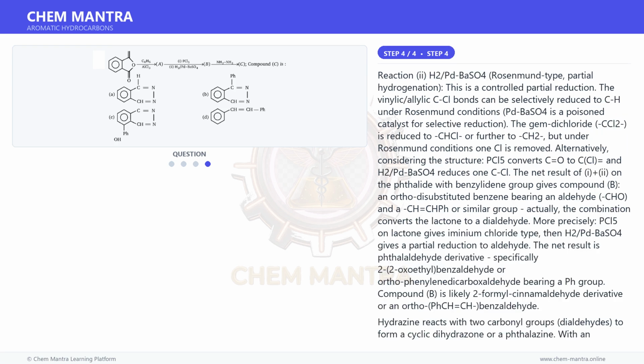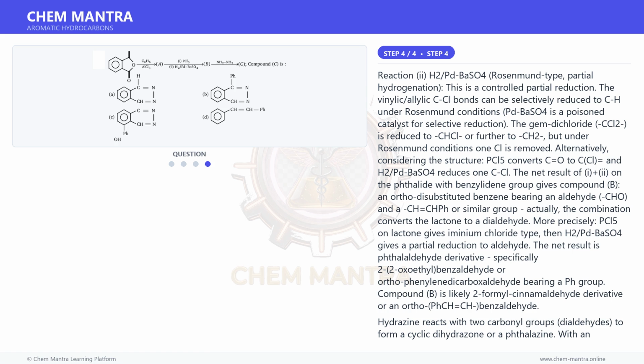And for the final step, reaction with H2, Pd/BaSO4, Rosenmund type, partial hydrogenation. This is a controlled partial reduction. The vinylic and allylic C-Cl bonds can be selectively reduced to C-H under Rosenmund conditions. Pd/BaSO4 is a poisoned catalyst for selective reduction. The gem-dichloride CCl2 is reduced to CHCl or further to CH2, but under Rosenmund conditions one Cl is removed.